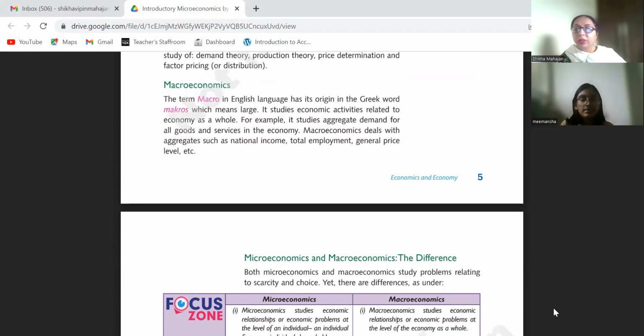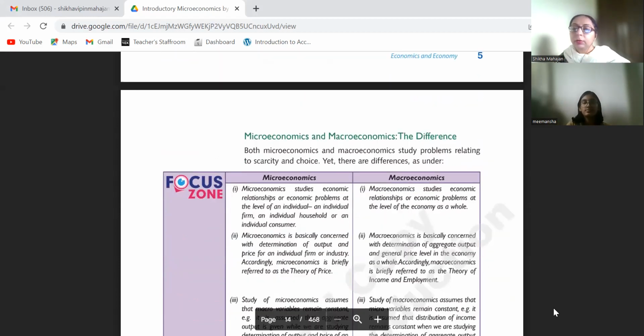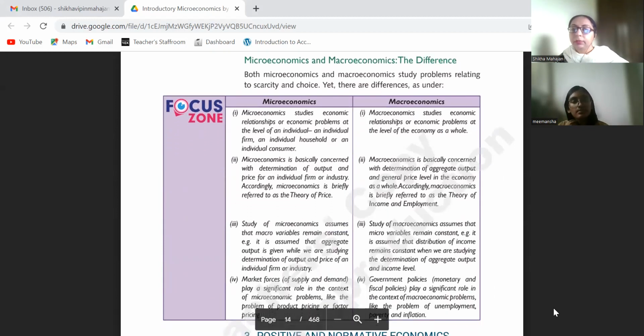Above, we just had price determination, right? We have production theory, we have income, which is individual, but here we are talking about the whole nation in macro: national income, total employment. We are talking about the general price level and not at the individual level. So let's see the difference quickly now.